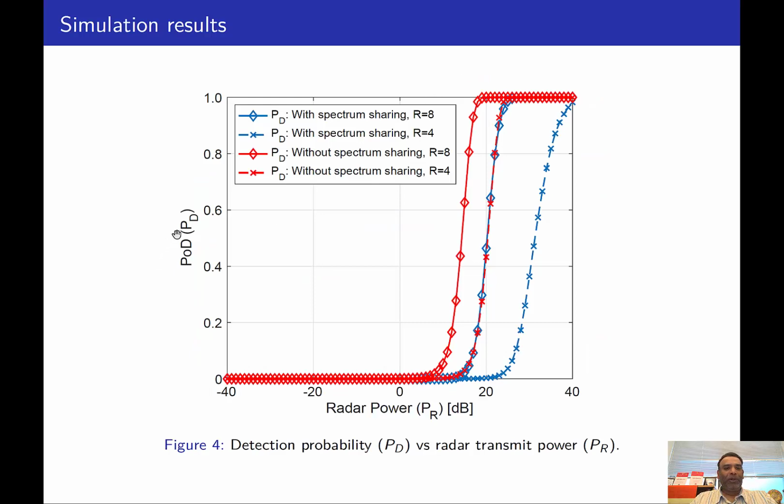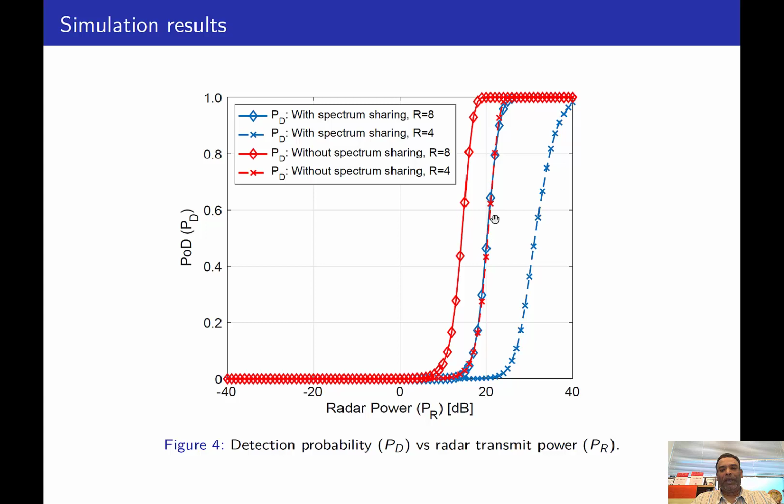Okay, so here is the probability of detection versus radar transmit power. This blue diamond is with spectrum sharing with the number of antennas being 8 at the radar. This is with spectrum sharing and 4 antennas. So you can see that when the number of antennas is reduced, you need to transmit more power. This is without spectrum sharing with 8 antennas, and this is with 4 antennas.